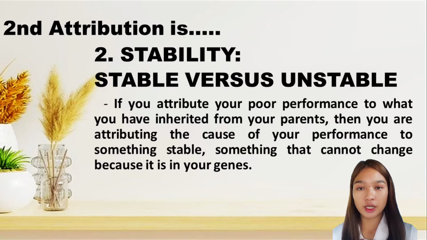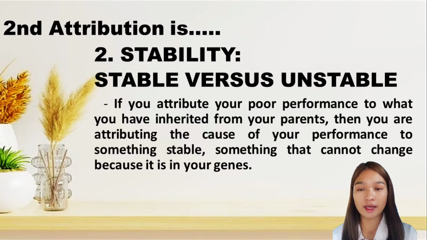Second attribution is stability, stable versus unstable. If you attribute your poor performance to what you have inherited from your parents, then you are attributing the cause of your performance to something stable, something that cannot change because it is in your genes. If you attribute it to excessive watching of TV, then you are claiming that your poor eyesight is caused by an unstable factor, something that can change.